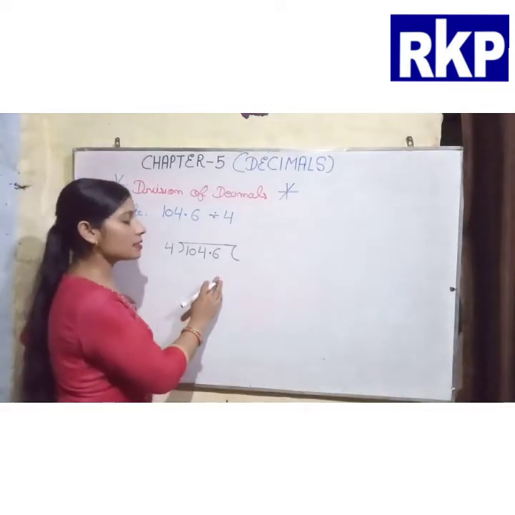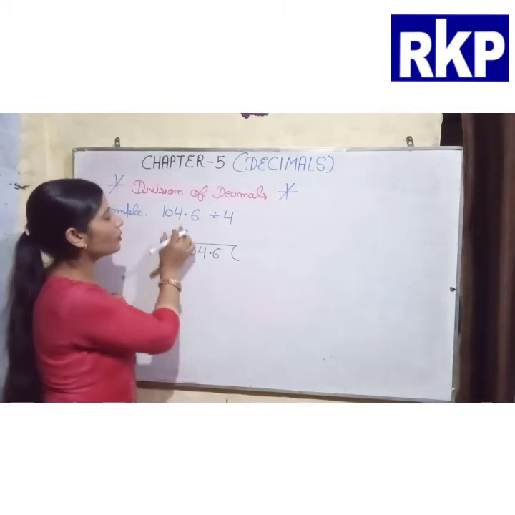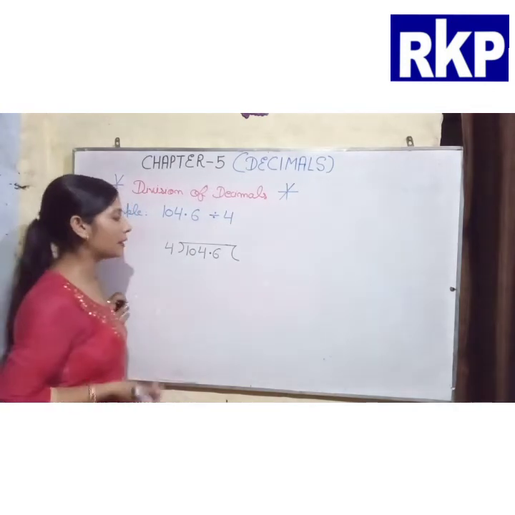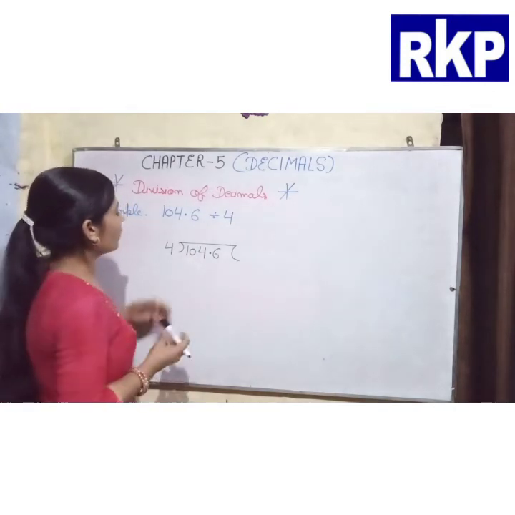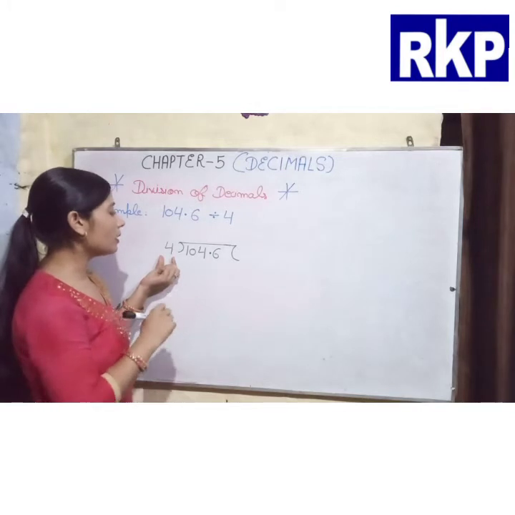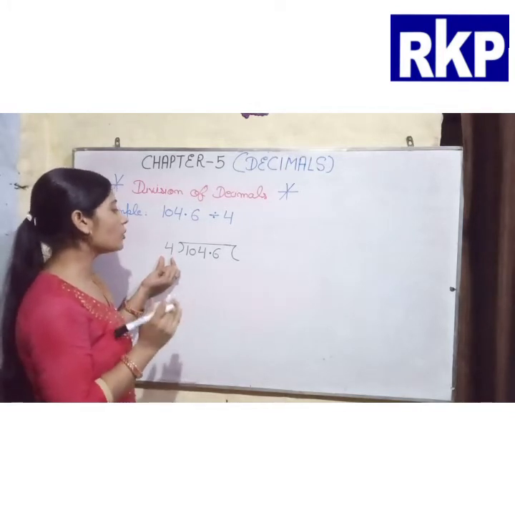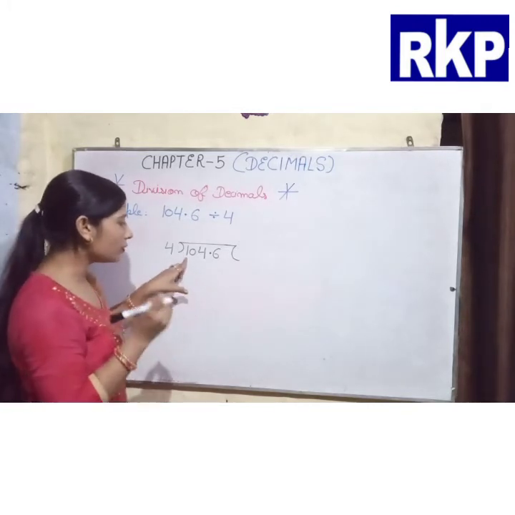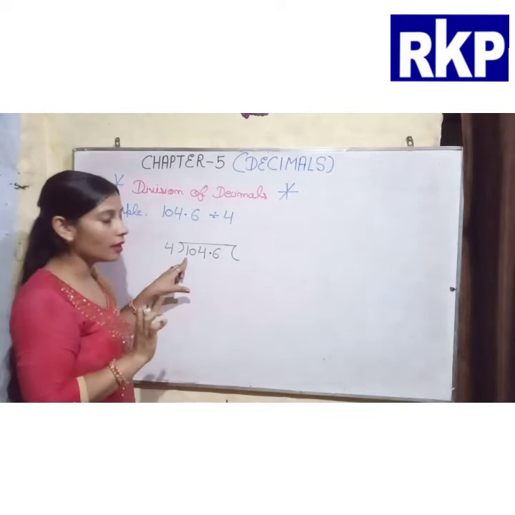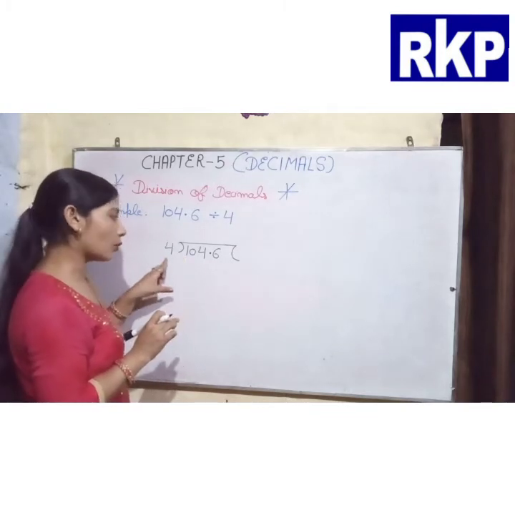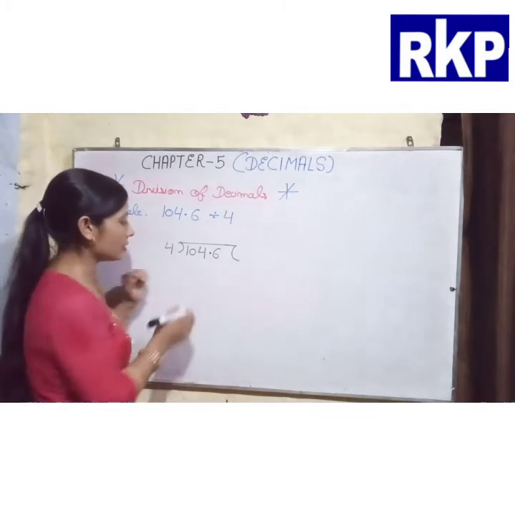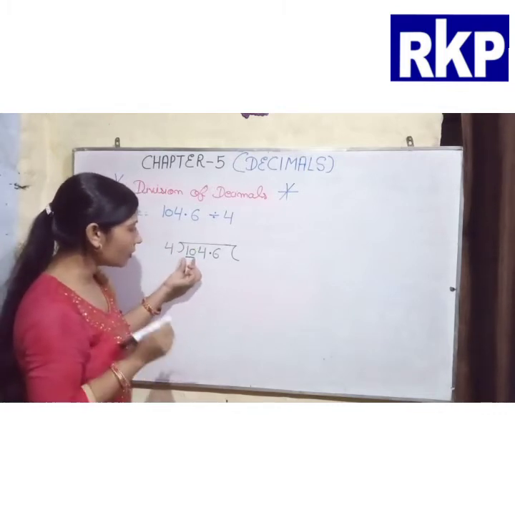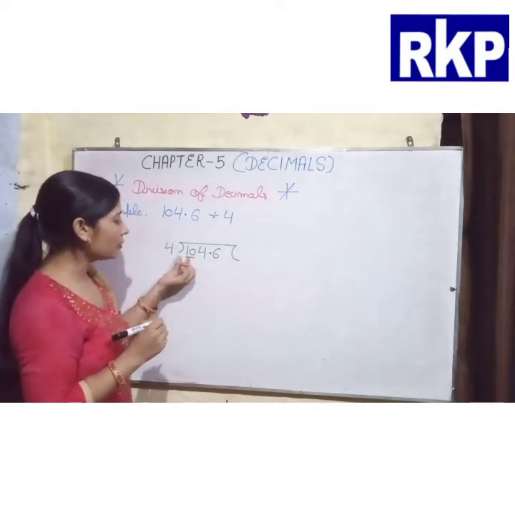Now students, let us take one more example. In this we have to divide 104.6 by 4. So now let us divide. Here we have only one digit in our divisor, so first of all we have to take only one digit from the dividend, and here we have only 1. Here we have 1 and 1 is less than 4, so we need to take one more digit. If we take the next digit, we have 10. Now we have to divide 10 by 4.